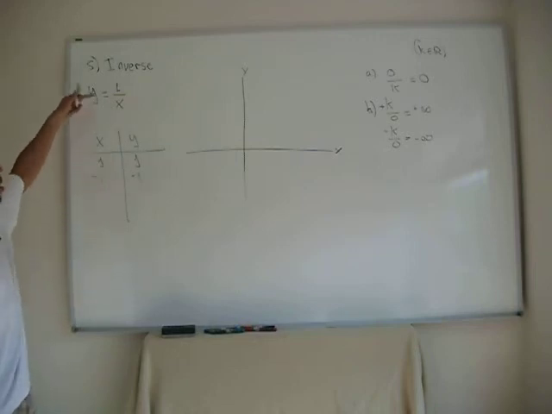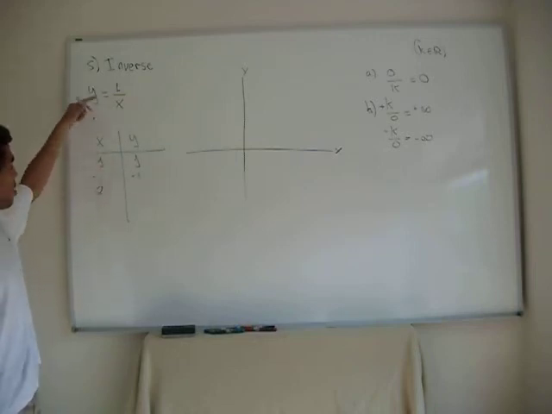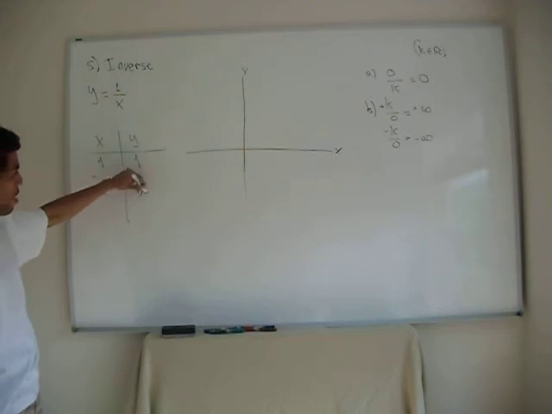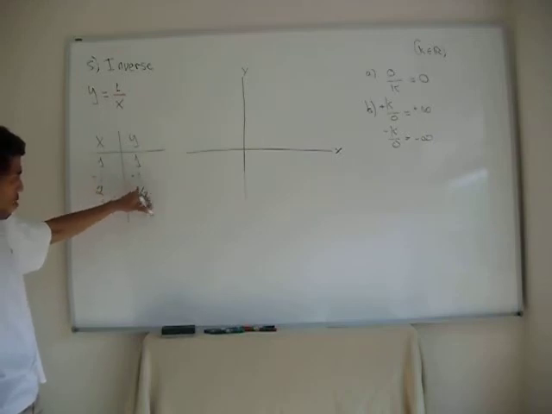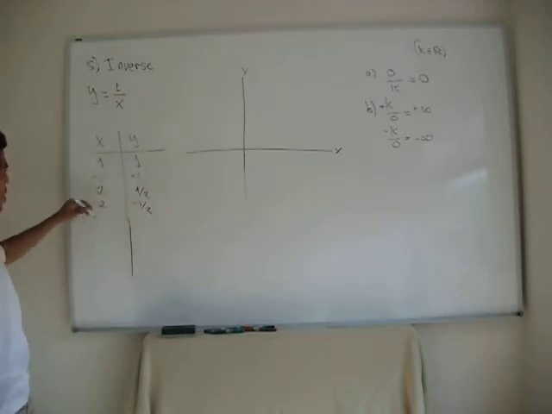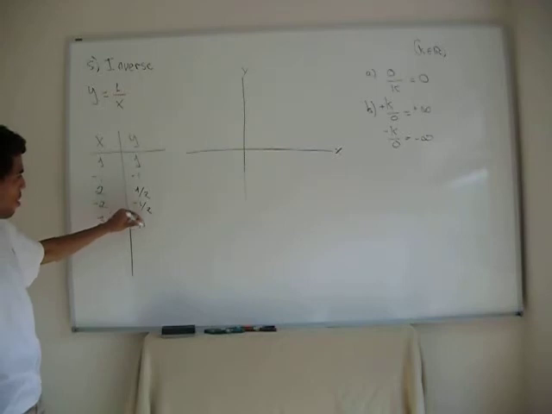What happens if we have x equals 2? Well, 1 over 2, 1 half. What happens if we have x equals minus 2? Well, then we have minus 1 half. What happens if we have 3? Well, 1/3. Minus 3, minus 1/3.